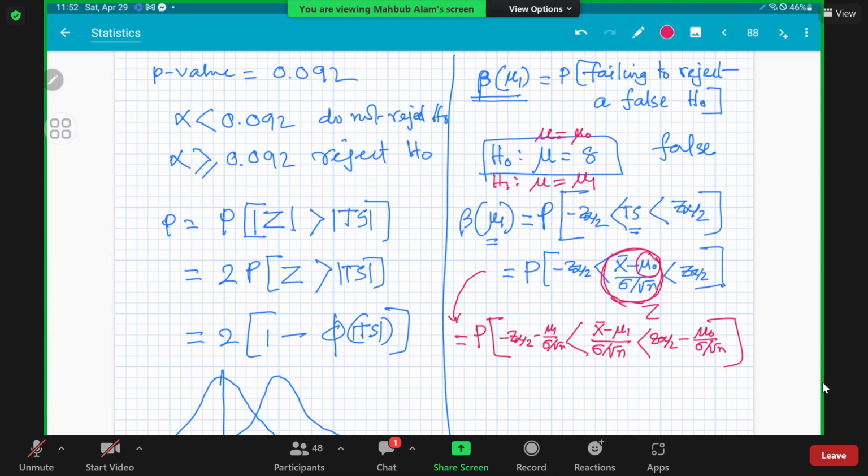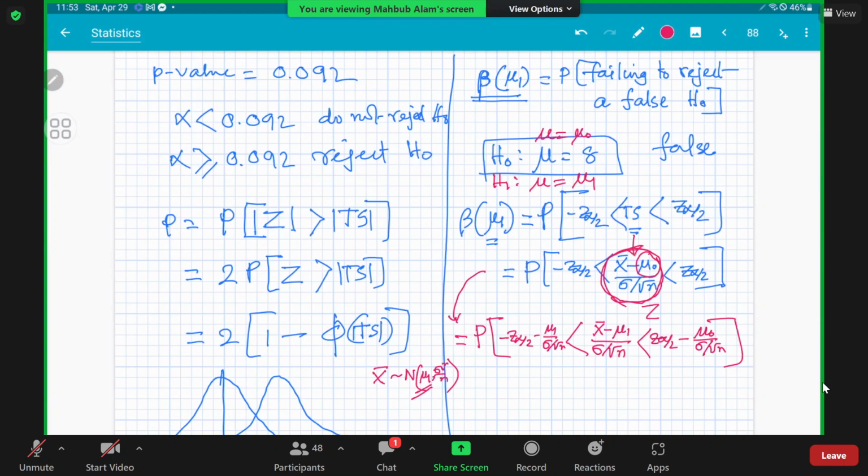So if mu1 is true, then the sample mean x bar is normally distributed with mean mu1 and sigma square by n is the variance. However, we test the null hypothesis with a value of mean, which is mu naught. That's why the test statistic produces this one, where mu naught actually is not the true parameter value. The true parameter value is mu1.